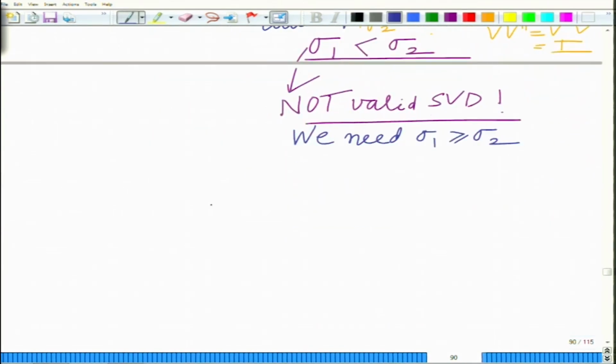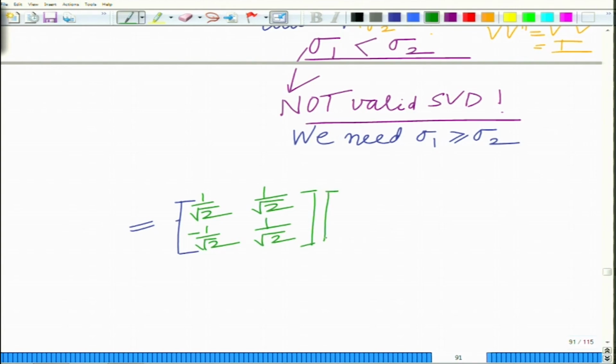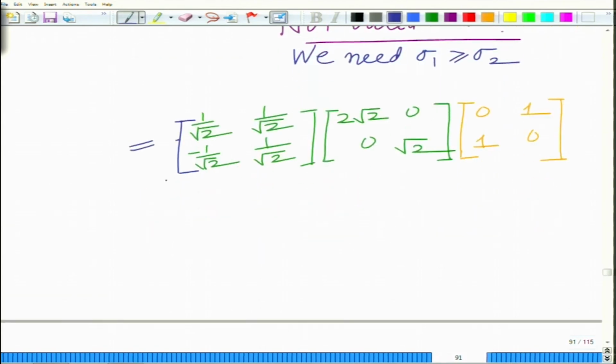So, I can equivalently write it as follows. First, as I told you, I interchange the columns, so this will become 1 over square root of 2, minus 1 over square root of 2, 1 over square root of 2, 1 over square root of 2. I can now switch the singular values, the diagonal matrix with 2 square root of 2 and square root of 2, and finally I switch the rows of V, so that becomes 0 1 1 0.